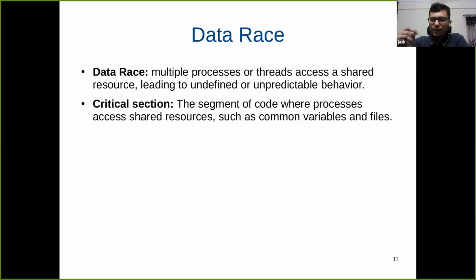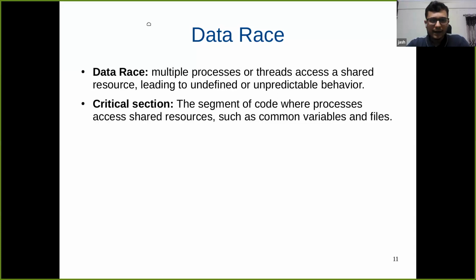So we can avoid this by using something called a critical section. Any shared variable like sum, or any shared resource, should be placed in a segment of code where each process accesses it mutually exclusively. So only one process at a time can access that. Such a segment of code is known as a critical section.